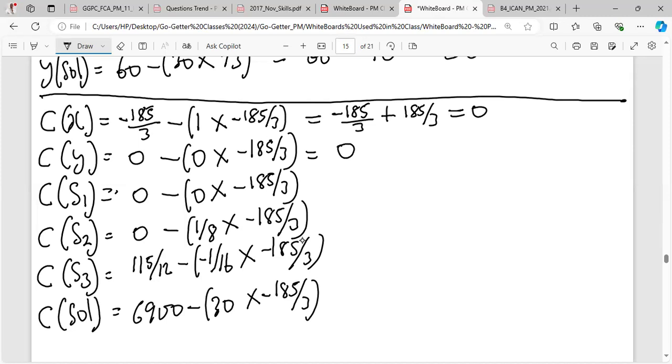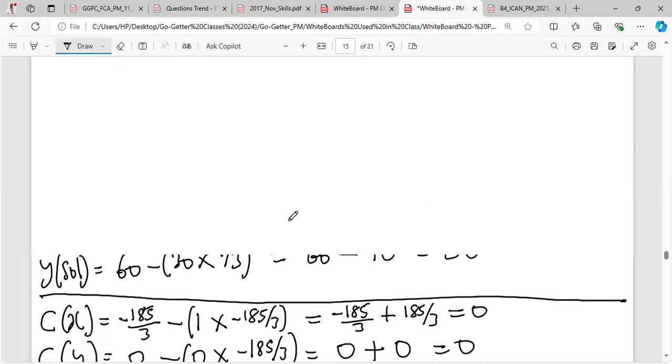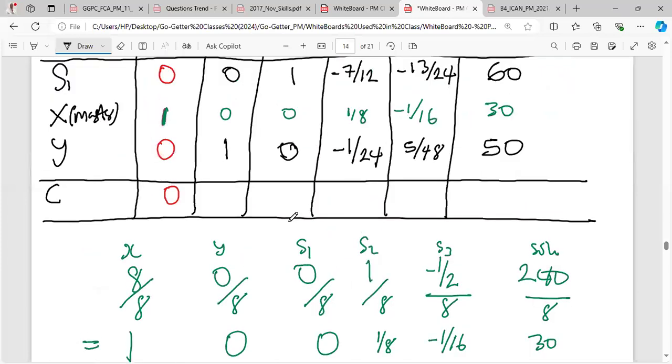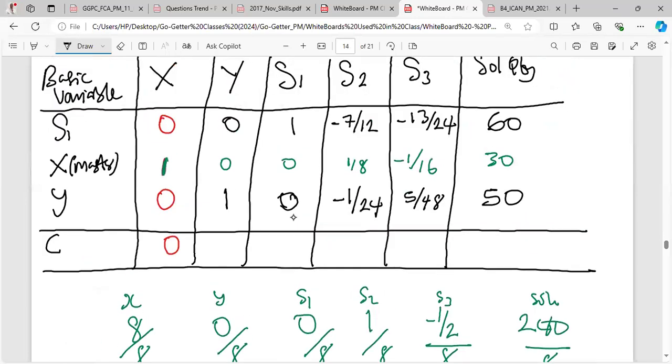We have 0 already there. This will give me 0 minus, okay, minus becomes plus. 0 times anything is 0. That's 0. This will give me 0, minus times minus is plus. 0 times anything is 0. This is going to give me 0. Before I go on, let's write the two zeros. So we have there 0 and 0.